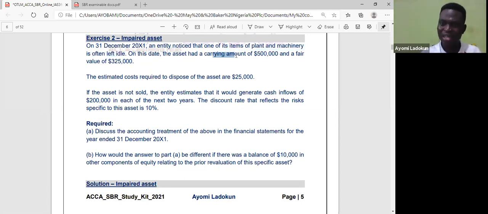Now he said on this date it had a carrying amount of 500 and a fair value of 325. Even with that information, I'm still not convinced that this is IAS 36. Remember, in IAS 36 I needed two variables. Although carrying amount is reflected, it could also be PPE. Now, it gave me the cost to dispose. Then, if the asset is not sold, the entity estimates cash inflows of 200,000 in each of the next 2 years. Can you see? Future cash flows, so I need to discount to present value. So I have seen those variables: my carrying amount, and the components of my recoverable amount.